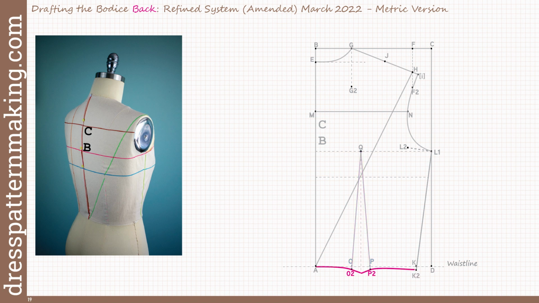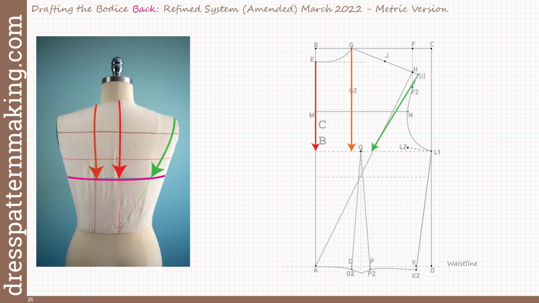Draw the waist curve in as shown. You will need to extend the mid dart line down below the waist. Then with the help of a curved ruler, draw a curved line from point A at center back to pass through point O2 and touch the mid dart line that you've extended down. Then turn the ruler over to get the same curve from the mid dart line through point P2. Then draw another curve from point P2 to the side seam point K2.